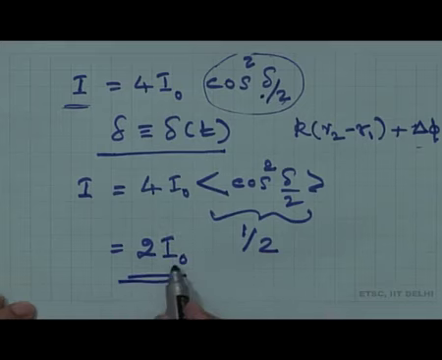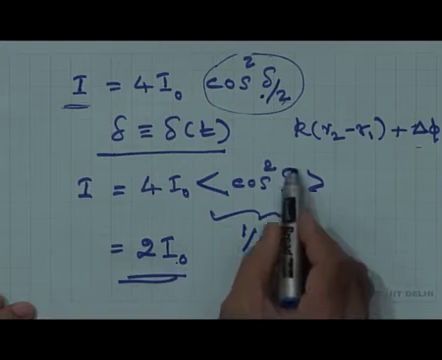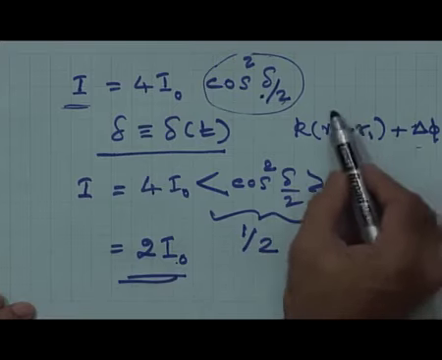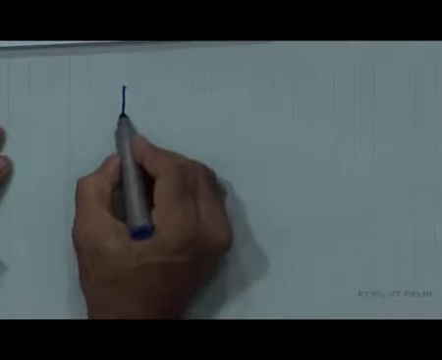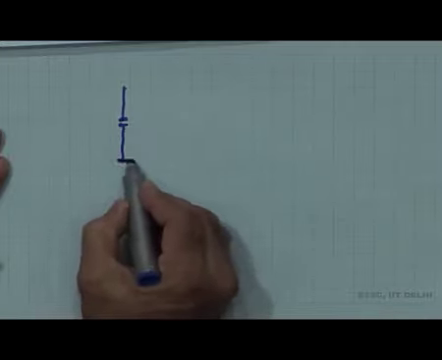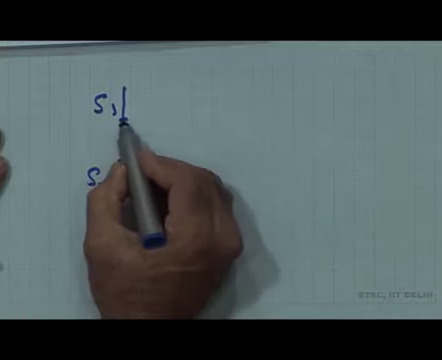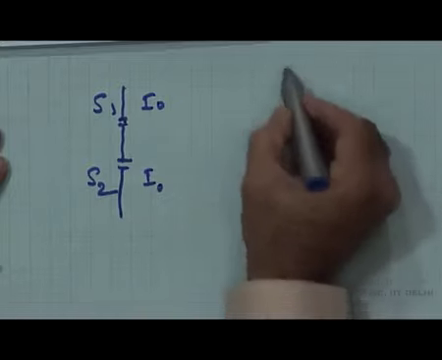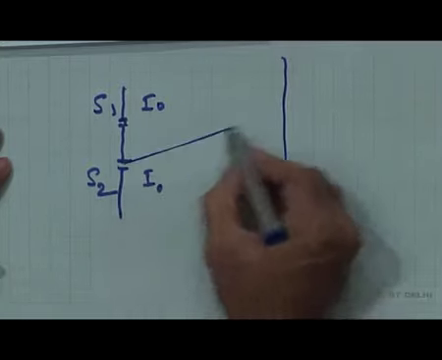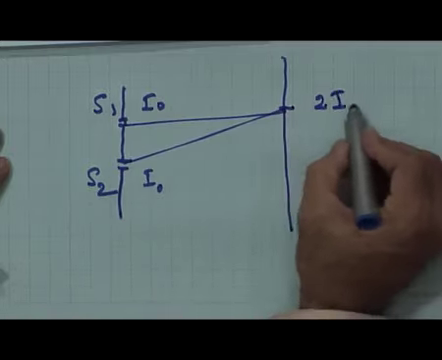I 0 is the intensity due to the individual sources, and I is the intensity at any given point. Now this is independent of the phase and therefore independent of the path difference. What does this mean? Each of these two sources S1 and S2 has intensity I 0, and then on the screen at any point we have simply 2 times I 0.